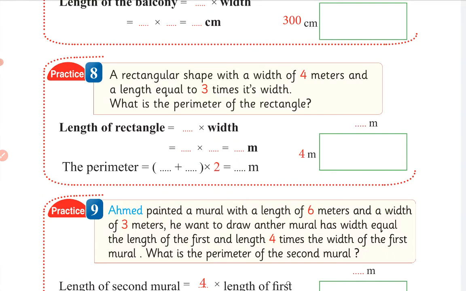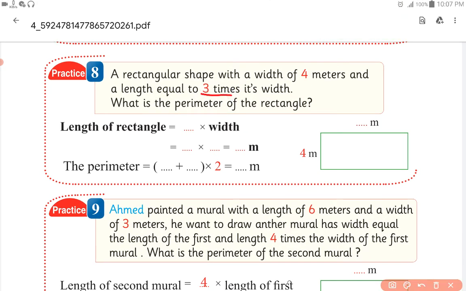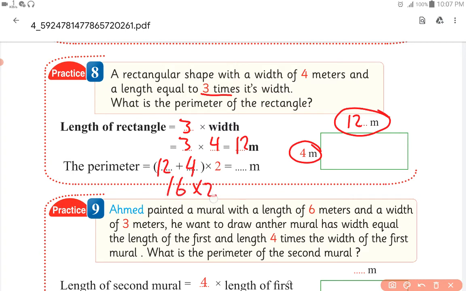بيقول a rectangular shape with width 4 meter and a length of equal to 3 times its width. يبقى هنحسب الأول length equal ايه وبعد كده بيقول لي what is the perimeter of the rectangle. احنا عرفنا هنا انه length equal 3 times يبقى 3 times 4 اللي هو width تديني 12 كده. انا عرفت length equal 12 والwidth equal 4 كده احسب البريمتر 12 plus 4 all times 2 يبقى 16 times 2. 2 times 6 equal 12, 2 and carry up 1, then 2 times 1 equal 2 and 1 equal 3. يبقى the answer equal 32 meter.